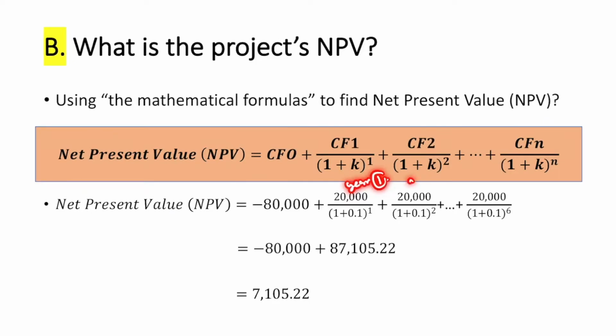We have to do this process until the 6th year, so from the first year until the 6th year is equal to $87,105.22. Then we have to subtract the initial cash outlay of $80,000. So the NPV is equal to $7,105.22. It is a positive result, not negative. So we will accept this project.